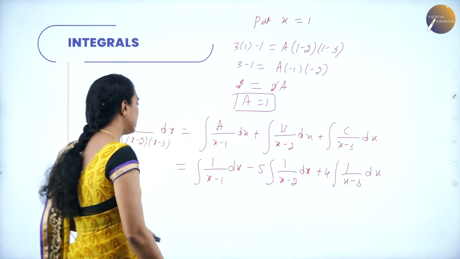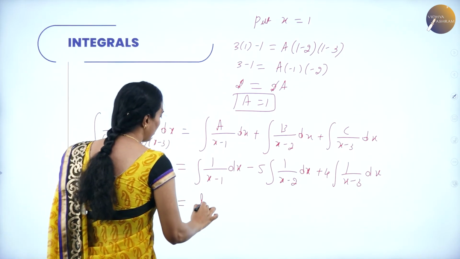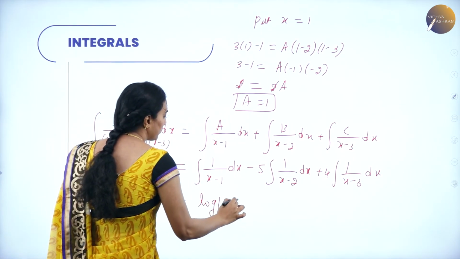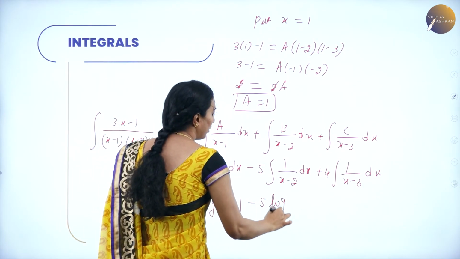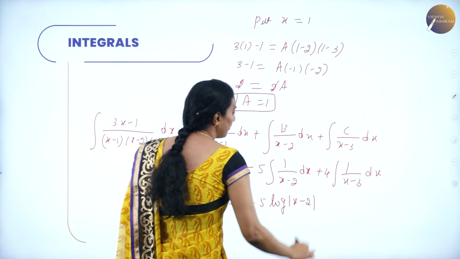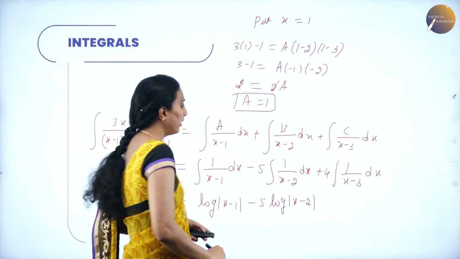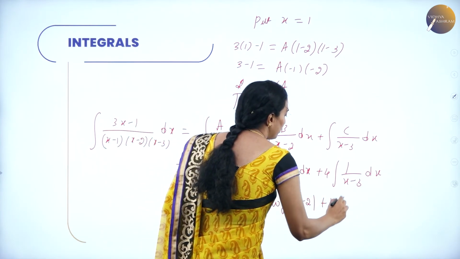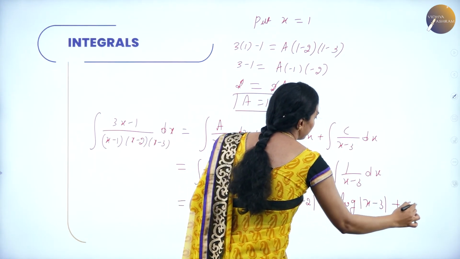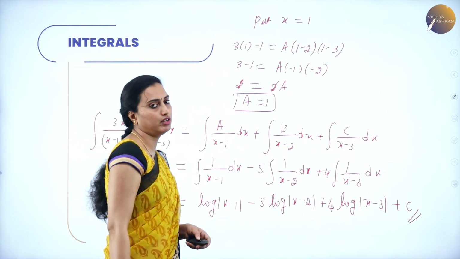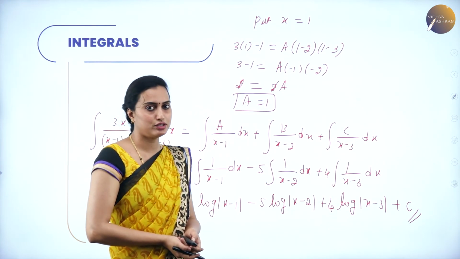Now you can integrate this easily, which will become log of modulus of x minus 1 divided by 1, minus 5 into log of modulus of x minus 2 divided by 1, because the coefficient of x is 1 there, plus 4 into log of modulus of x minus 3 plus c. So this is your final answer.